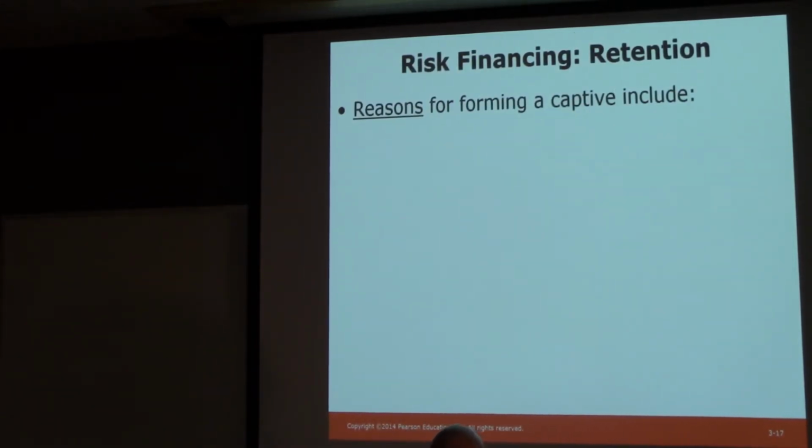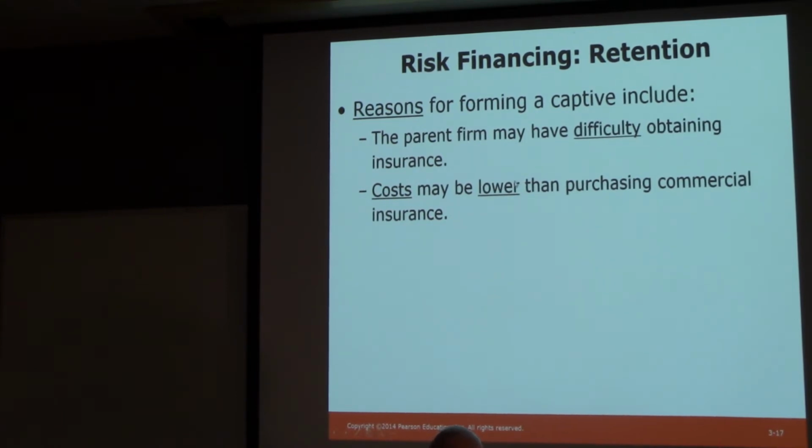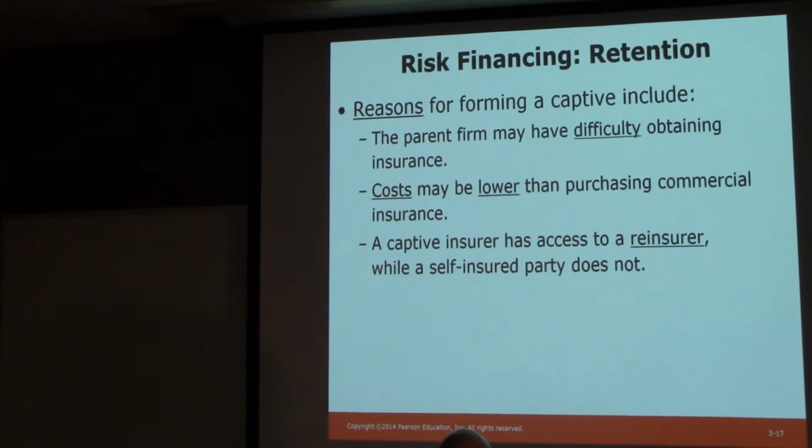All right. Why do you form a captive? Well, if the parent has trouble obtaining insurance, or the premiums charged by the private insurance companies are too high. A captive insurer has access to a reinsurer. If you are a parent company without a captive insurer, then you don't have access to reinsurance. So if you form a captive insurer, you can place some of the risk in the captive insurer and then turn the rest of that risk over to a reinsurer. So you are in much better control of your retention and how much risk you transfer. If you just do a regular self-insurance program, you can't use a reinsurer.